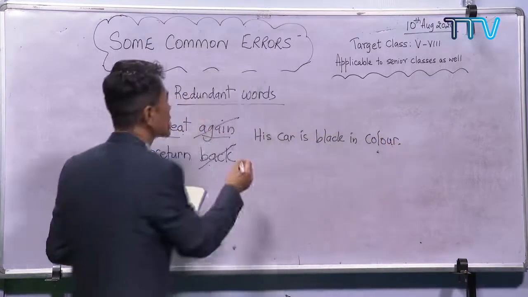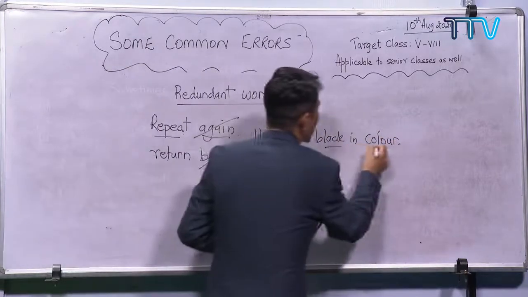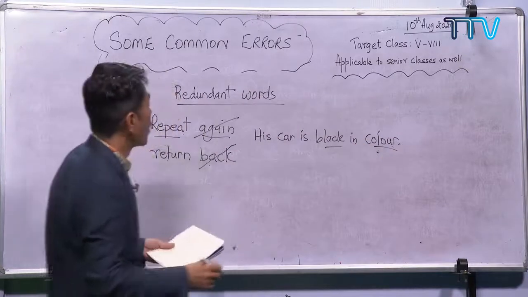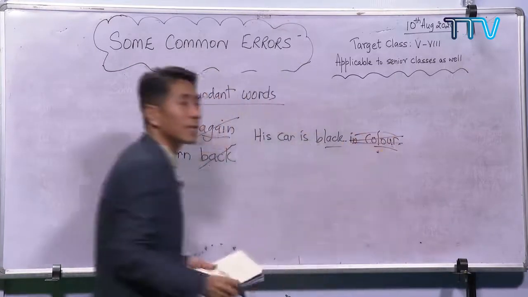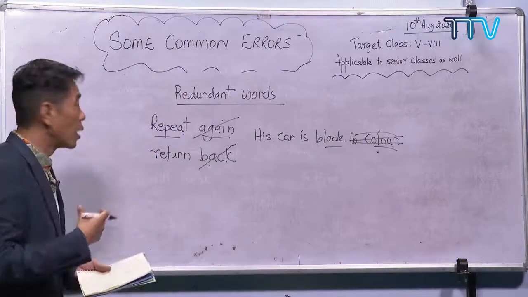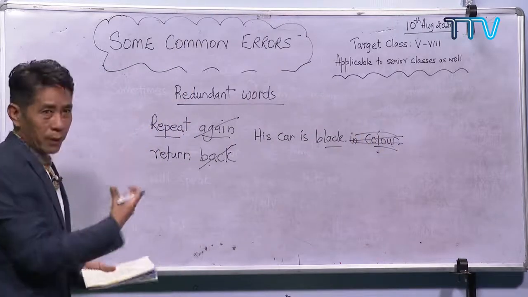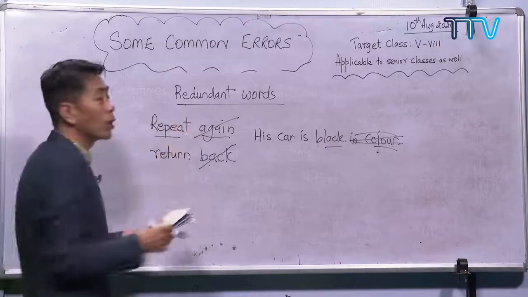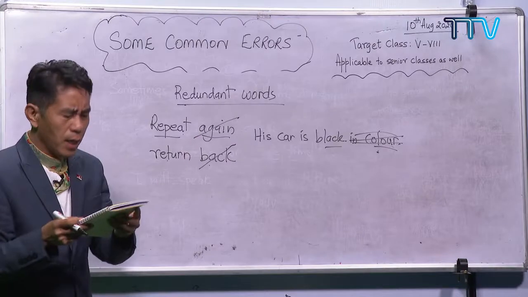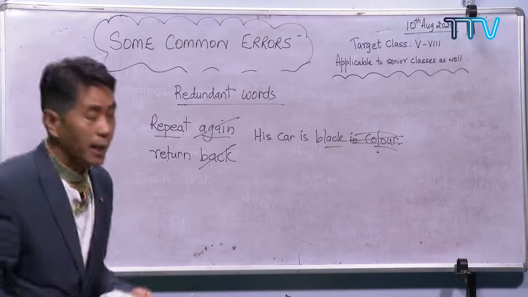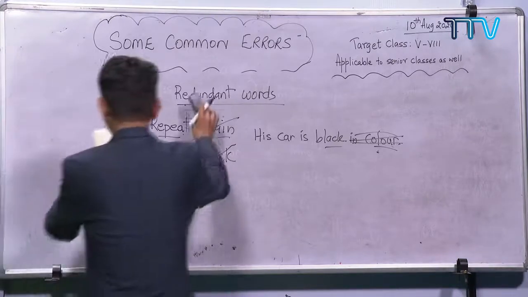Yes. So his car is black. Black is a color. Okay, yes. So what you do, his car is black. These are additional, these are redundant. So there is no need for you to use extra words. Okay, so this type of mistake is called redundant or redundancy. Okay, so I'm sure you can easily understand. Okay, yes.